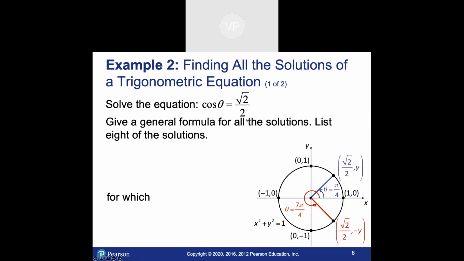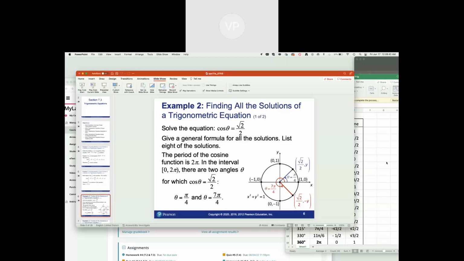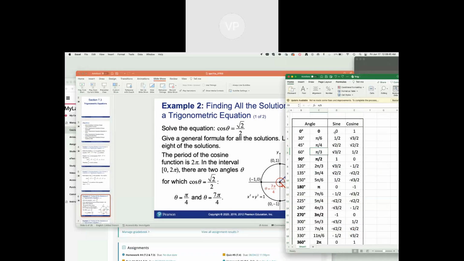Now, when you look at this, if you recall from our table, I'm going to go back and forth, pull up our table here. Remember, where is cosine equal to root 2 over 2? Well, it's right here at 45 degrees, or pi over 4. It's also down here at 315 degrees, or 7 pi over 4. So what they're asking for is, number one, they want 8 solutions. Well, here's 2 of them.